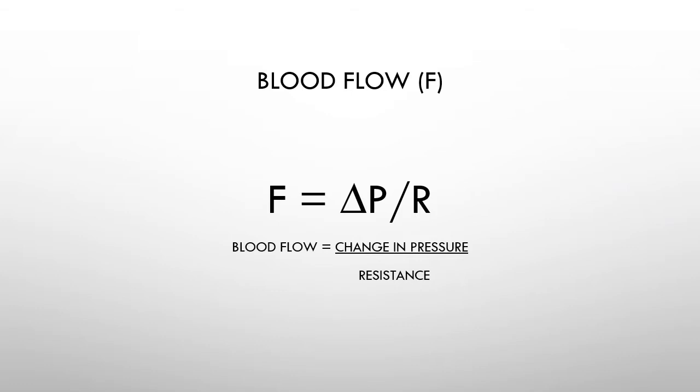So blood flow, as we look at it, is going to be equal to the change in the pressure divided by the resistance. The change in pressure is between 2 points on a blood vessel. As we measure that change in pressure there, if the pressure is 100 millimeters of mercury here and it's 90 millimeters of mercury here, our change in pressure equals 10. And then we divide that by the resistance that is found within the blood vessels themselves.